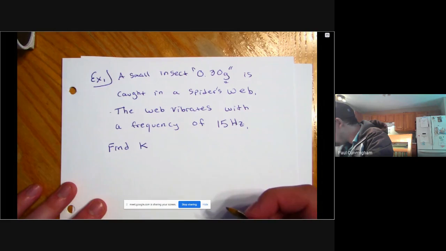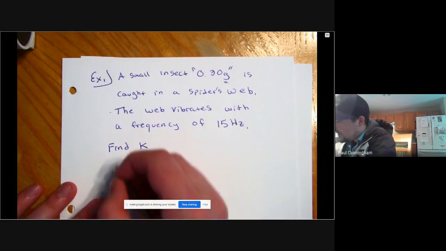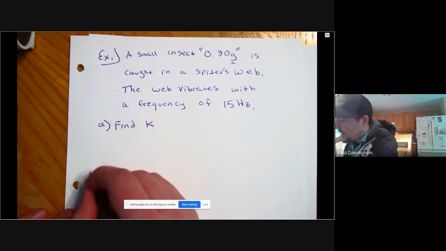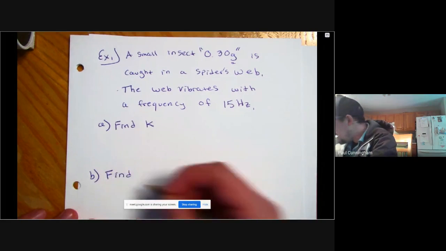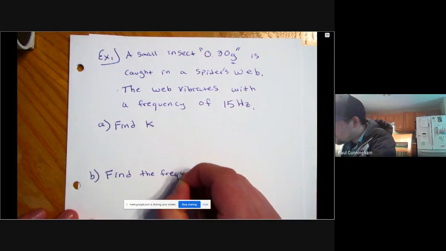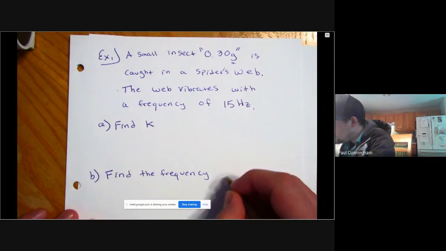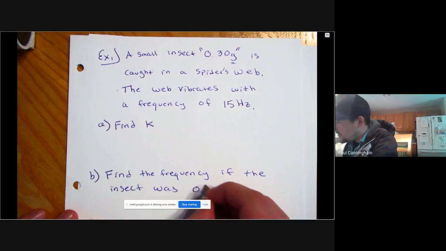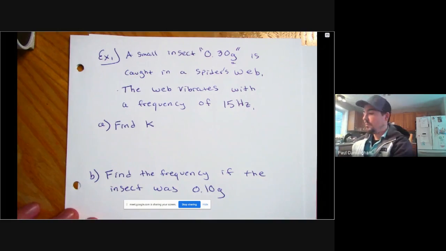And then find part B. This is A, and B will be, I don't know, find the frequency if the insect was 0.10 grams.